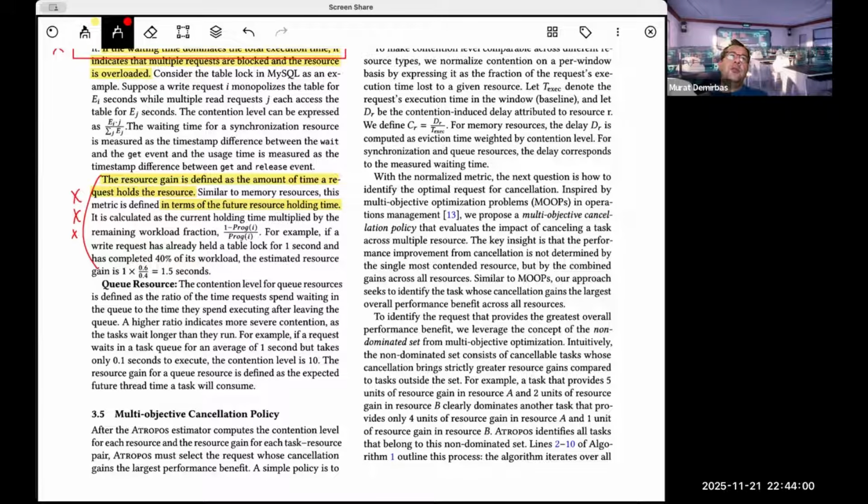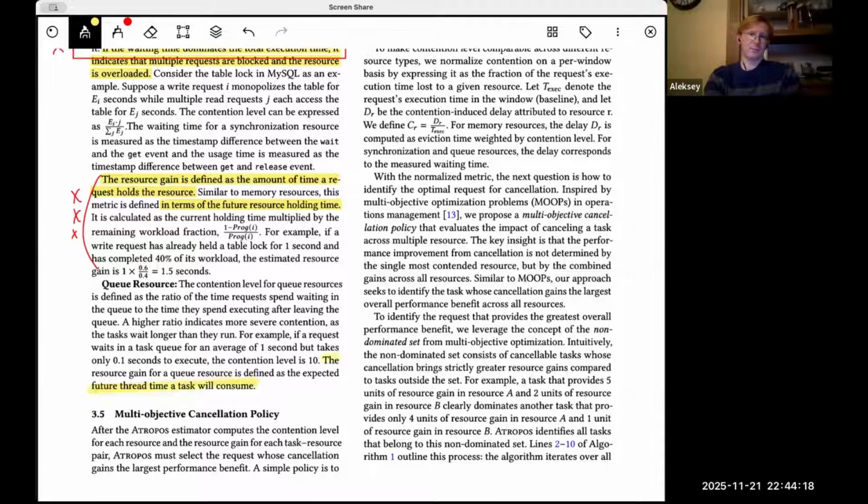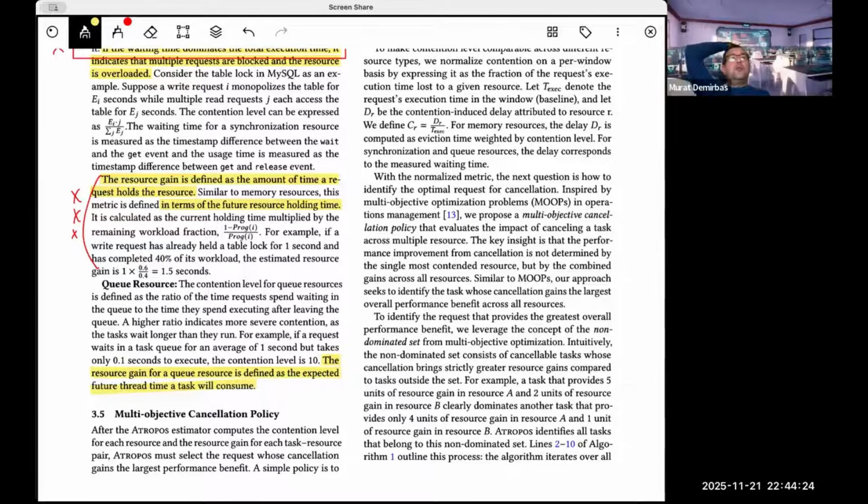The resource gain for a queue resource is defined as the expected future thread time a task will consume. What does this mean, Alex? Future, I get it. What is future thread time? Essentially the time in a queue. Why do they call thread time a task? Oh, no, thread time is the time for the queue resource, something that you are waiting on. That would be the resource gain. And if this is going to consume a lot of time at that thread, you kill this.